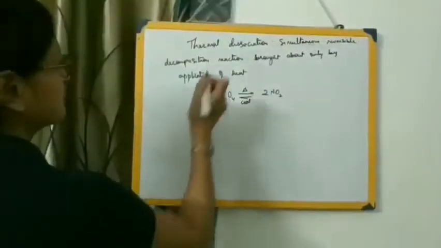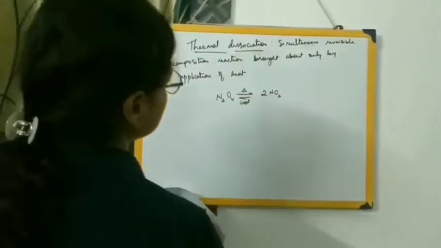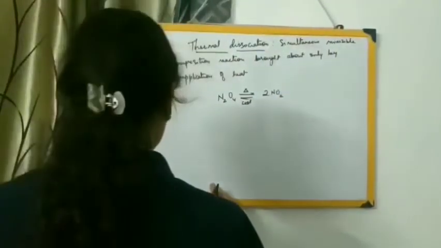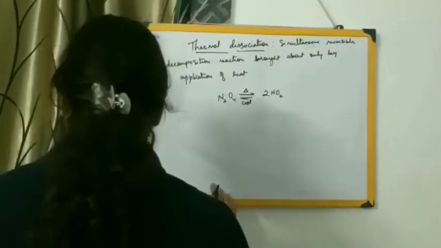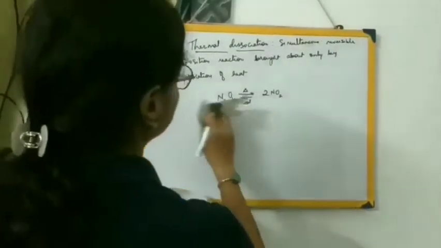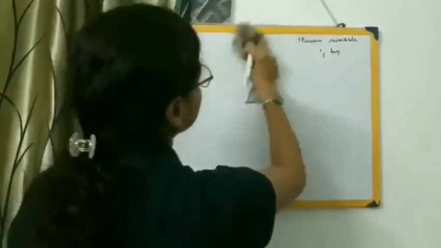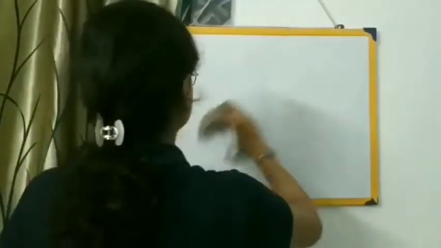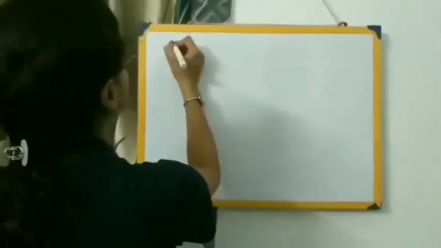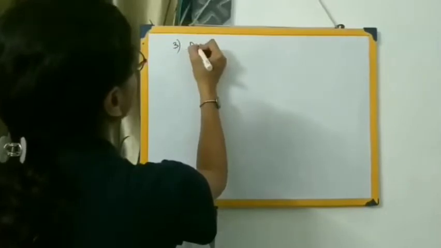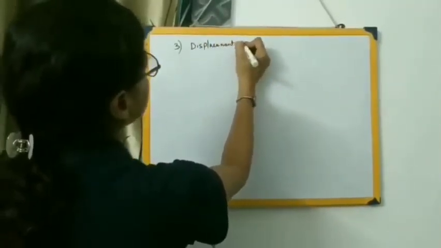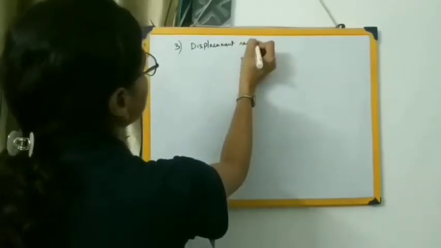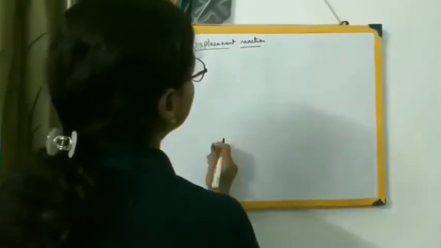So, we have completed another type of reaction. Now, this is a type of your thermal decomposition reaction, which is a reversible reaction. Next reaction, let's consider that's a third type of reaction, a displacement reaction. Now, in a displacement reaction, we need again our activity series.